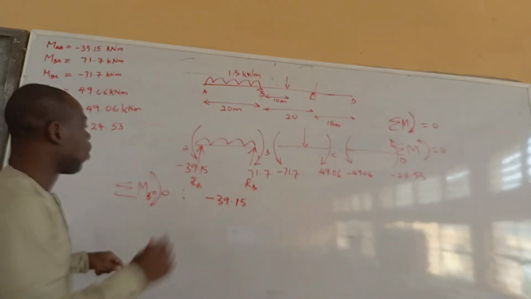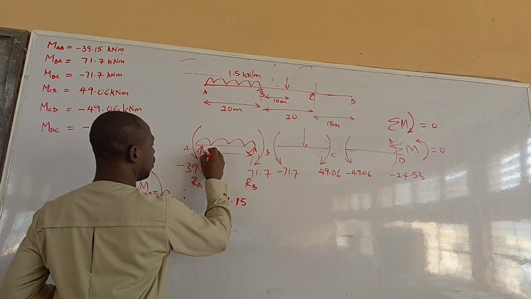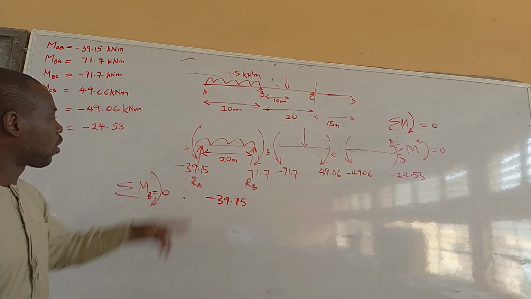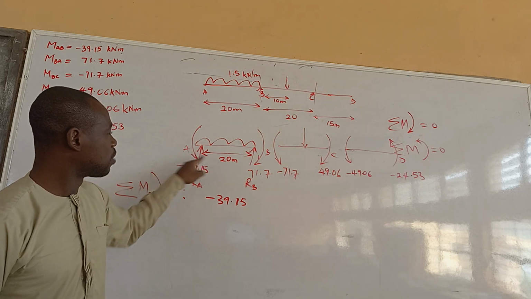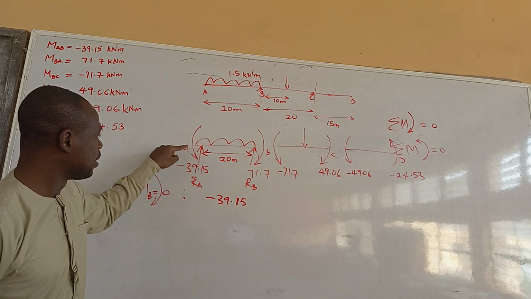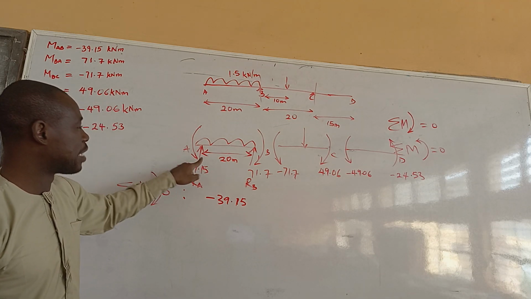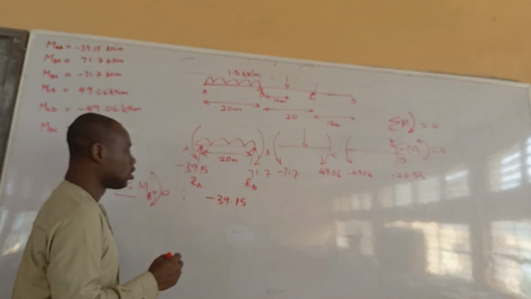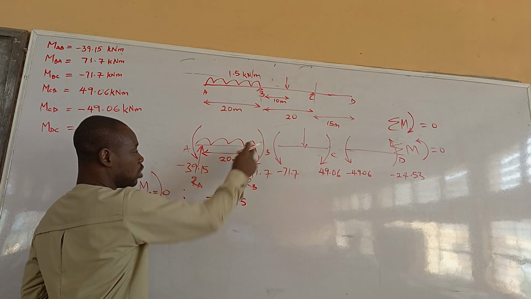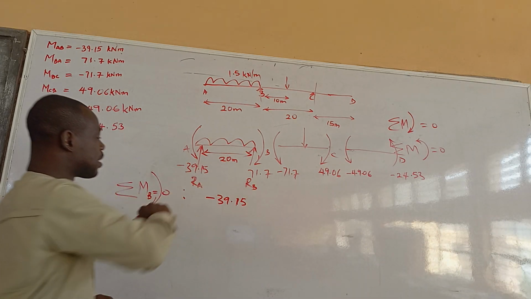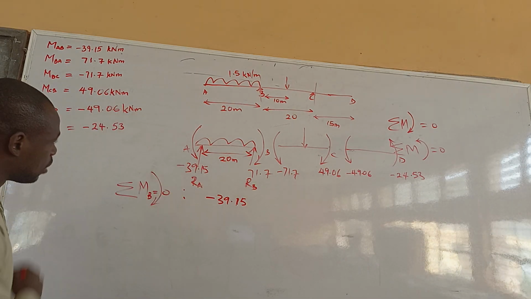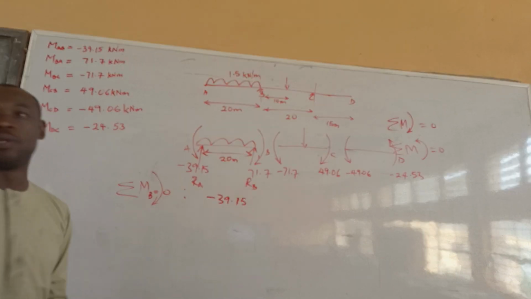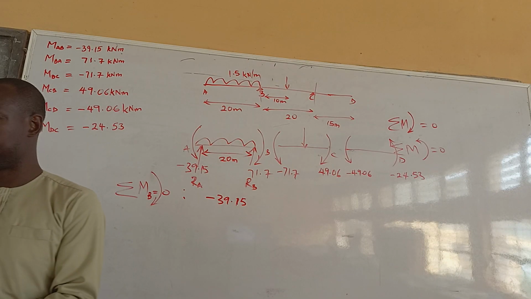Now, what is this span? 20 meters, right? However, if you look at this place, after this moment, there's a reaction RA that we have here. I will have to take that one into consideration, because we are taking moment to this point. We have, since we said, let this one be positive. Now, how will this reaction at A get to B? Will it be positive or negative?